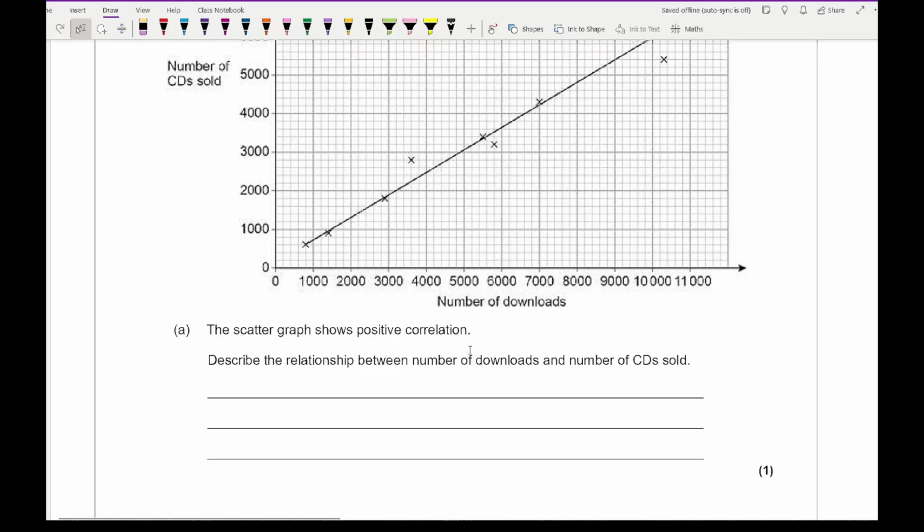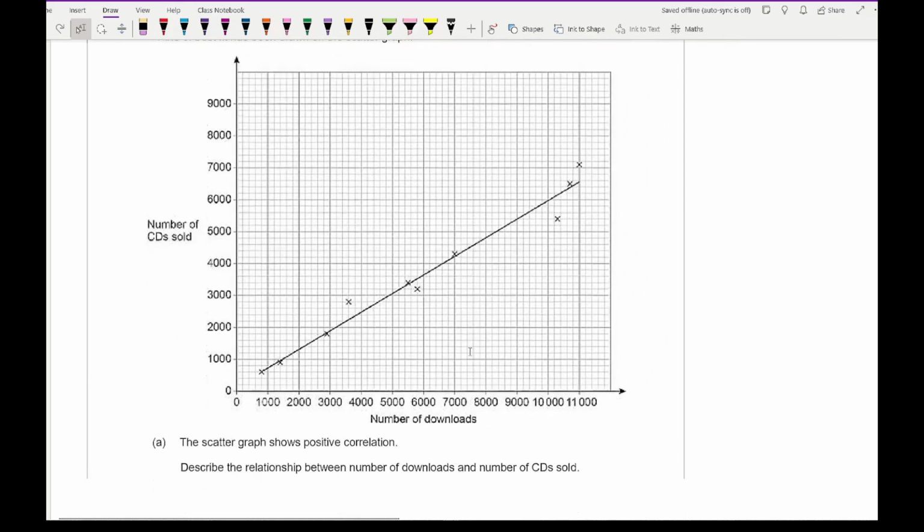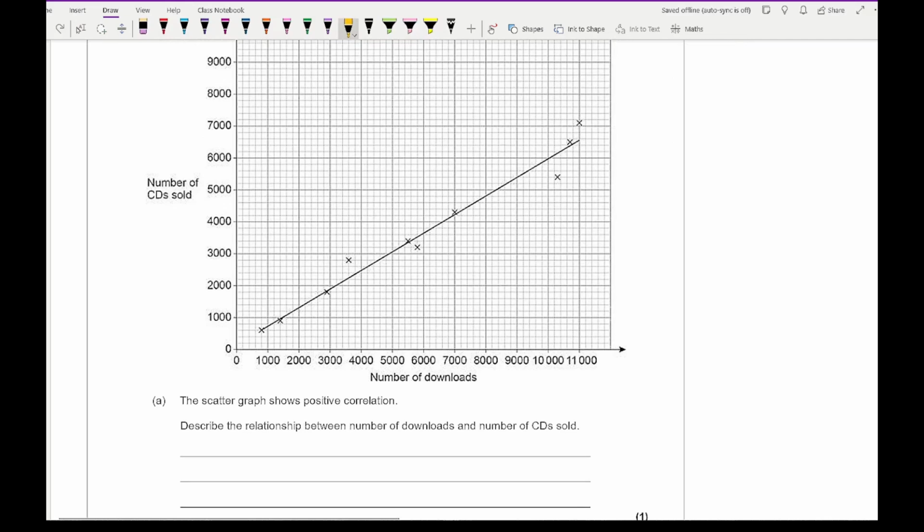For this, all we need to do is describe what a positive correlation looks like in this context. If we've got positive correlation, it means as the x-axis increases, so the x-axis represents the number of downloads, as the number of downloads increases, so does the number of CDs bought.